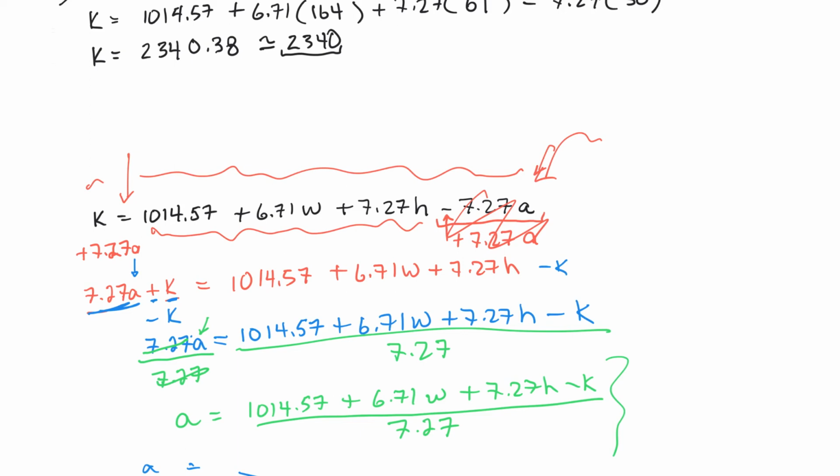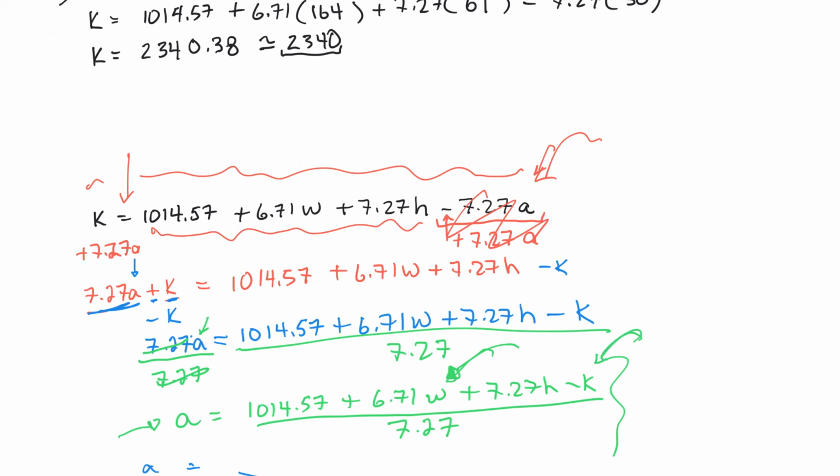But the real nice thing here is they've solved it for age. So what you could do is plug in numbers for how many calories you ate, what weight you are, and using those numbers you could figure out what a person's age should be. I don't know if that makes any sense. I would probably solve it for W. That's what I would say.